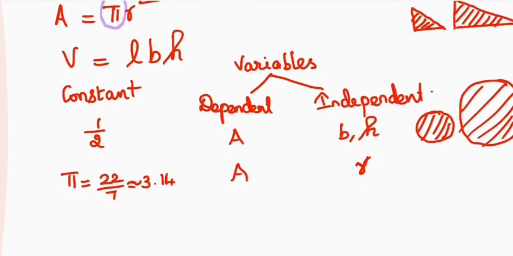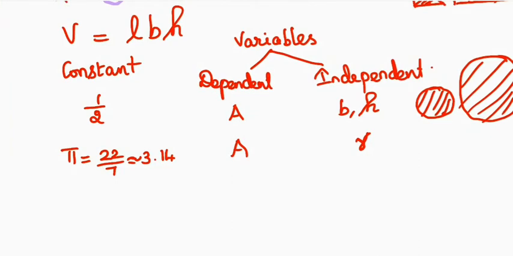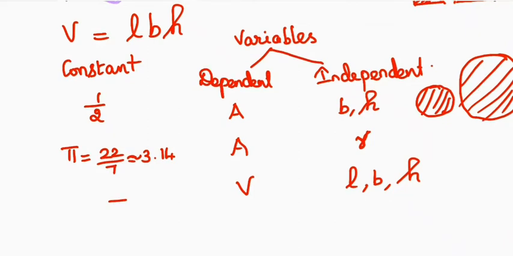Coming to the third example, volume of the cuboid, L into B into H. On that there is no constant. So here volume is the dependent variable. It depends on length, breadth and height. So these three are independent variables. So the first topic we have cleared.